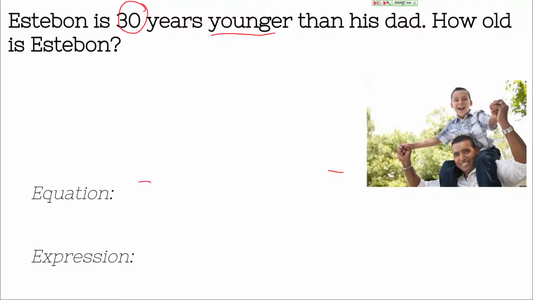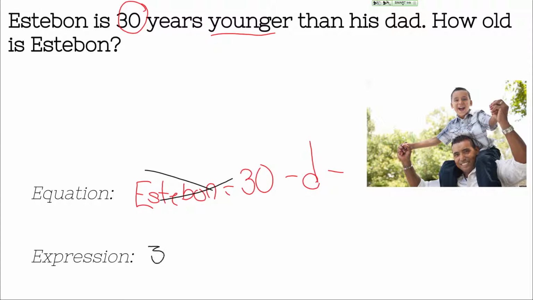So for my equation, I'm going to write out the name Esteban, because that's what I'm trying to find out. So I need to use the number 30, and I need to subtract. And it says he's 30 years younger than his dad. So I'm going to write a D for dad. I'm choosing D for the variable. So Esteban is 30 years younger than his dad. And next I'm going to write it as an expression. So I'm going to take away what I'm trying to find out and the equal sign and just simply write 30 minus D for dad.